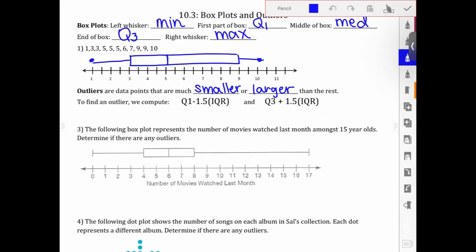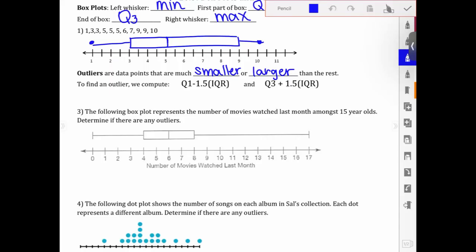So let's look at this box plot to help us with this one. We need our IQR, we need our Q1 and Q3. So our Q1 for a box plot is this first part of the box, and our Q3 is the last part of the box.